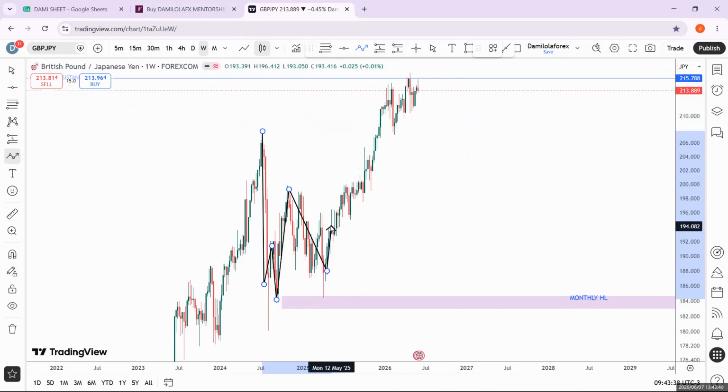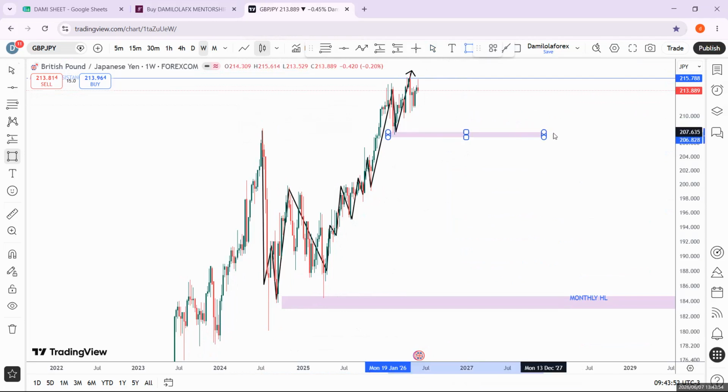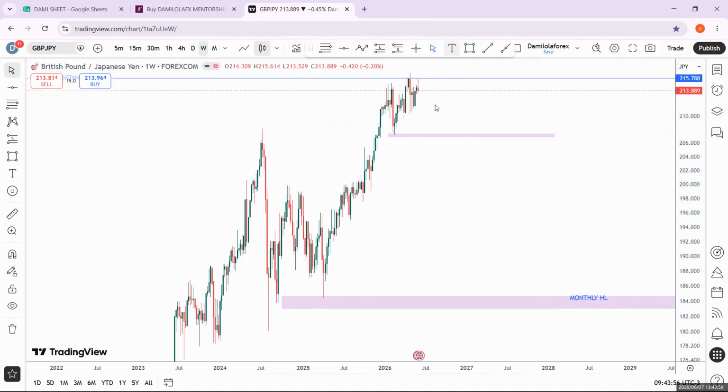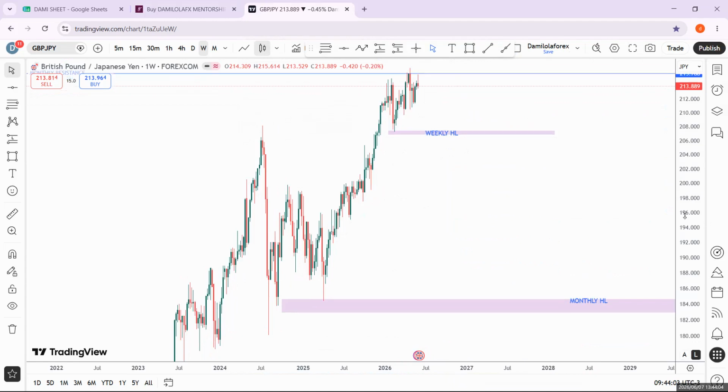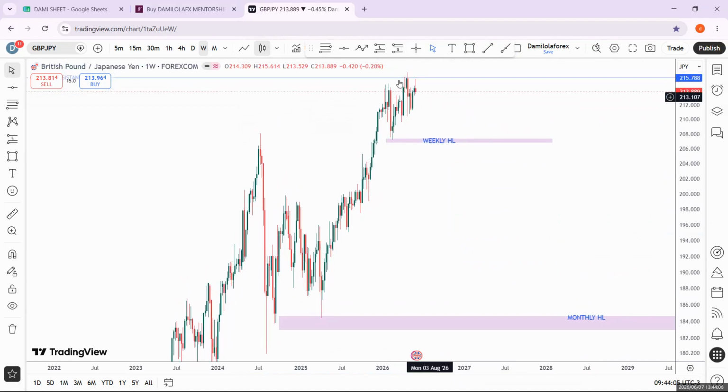So what are the structures that took price to the top? All of these are clear bullish structures, making higher highs and higher lows, higher highs, higher lows, and higher highs. So I'll go ahead and tag this level here as the last higher low point of price. I'm going to say this level right here is the weekly higher low level.